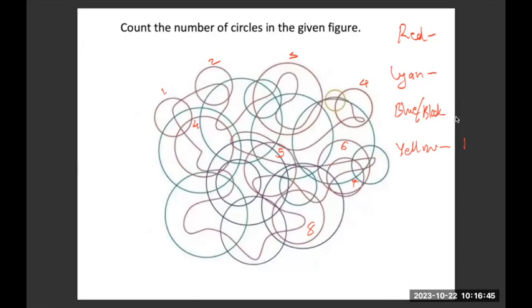5, 6, 7, and 8. Ma'am, you have counted 4 twice. 4? This one? Acha, oh, I have counted 4 twice. I forgot. Oh, I didn't notice that. So this is 9. Sure. 9.